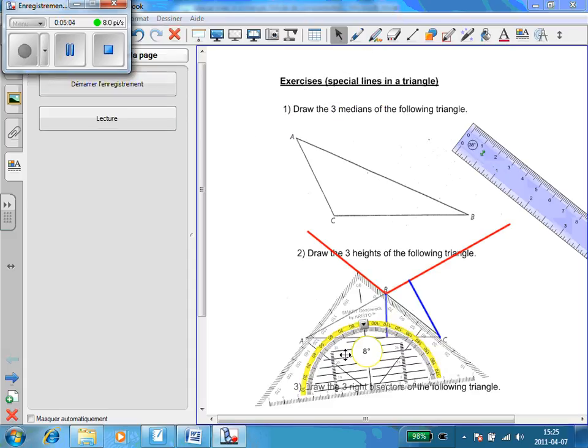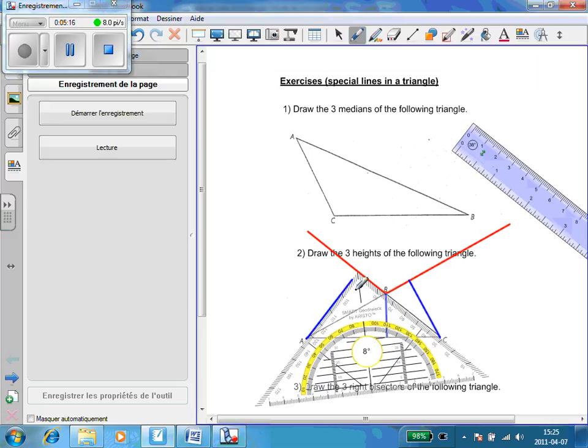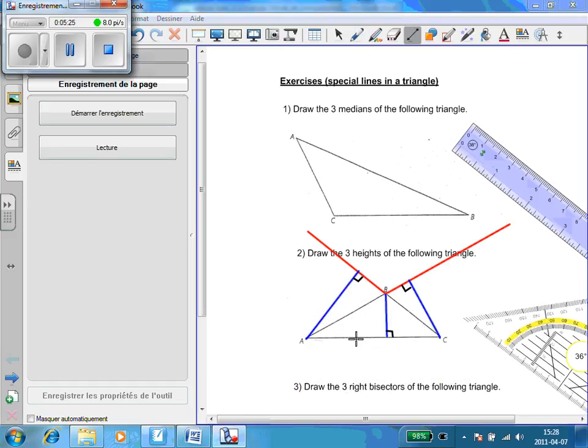Remember, you need to draw a segment. And this time, we start from letter A. And when do we stop? When we reach the extension of side BC. So these are my three heights. And again, you can identify that you have 90-degree angles here.